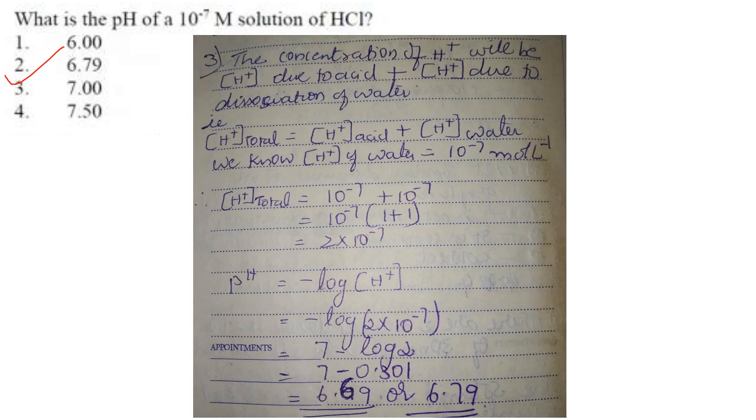We know that the concentration of H plus from water is 10 raised to minus 7 mole per liter. Substitute that value and you will get 2 into 10 raised to minus 7. Now calculate the pH. pH is minus log of the concentration of H plus, and on substituting 2 into 10 raised to minus 7 into it, you will get 6.79. So the answer here is option 2.